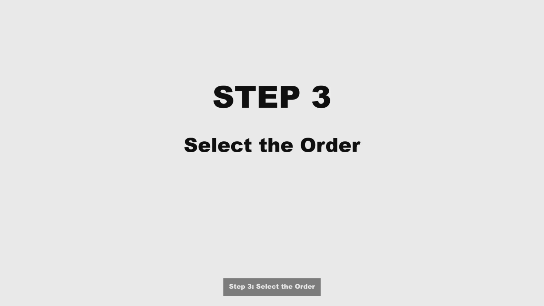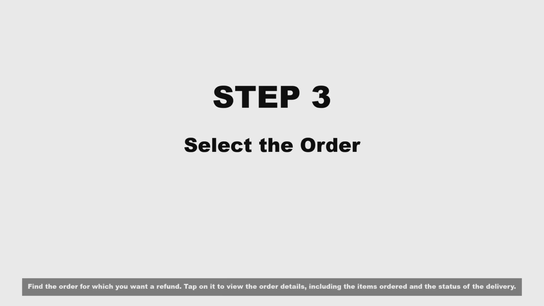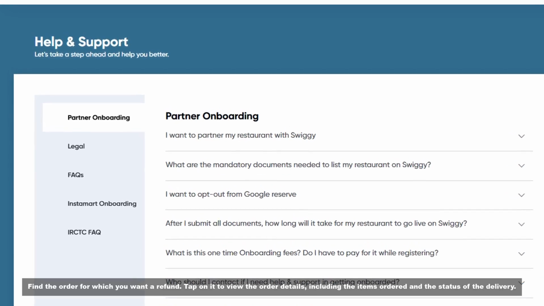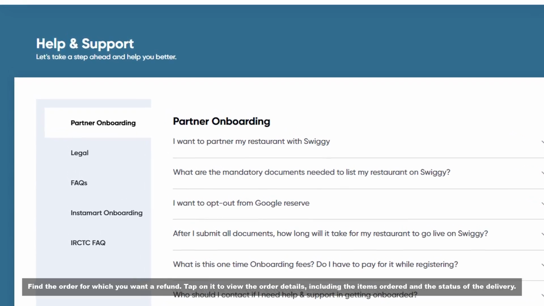Step 3. Select the order. Find the order for which you want a refund. Tap on it to view the order details, including the items ordered and the status of the delivery.